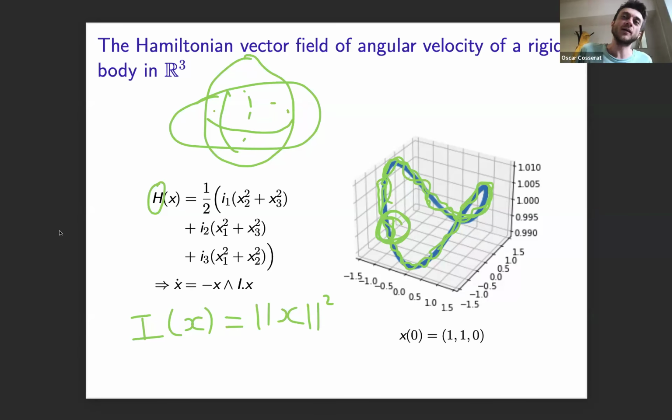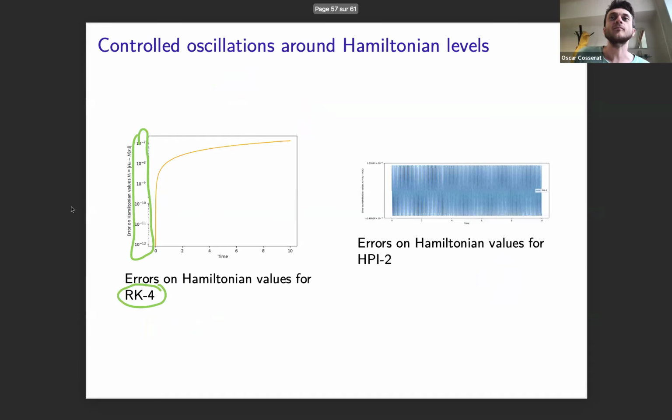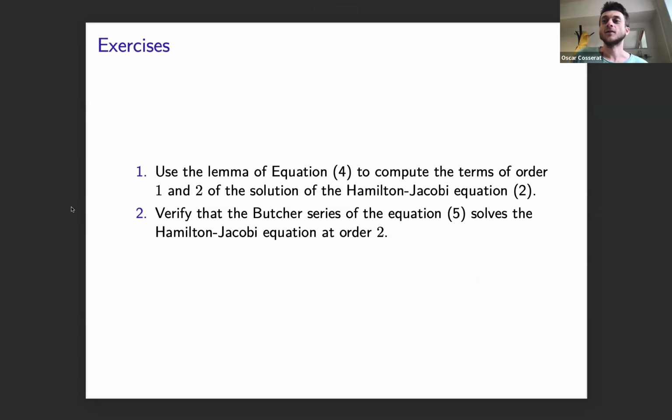So they are not controlled by the time step. The time step does not really matter in this story. They are controlled by the order of the method. So if you want to reduce the amplitude of these oscillations, you may pick a higher order method using those Butcher series I showed you before, for example. So that was the meaning of those oscillations.